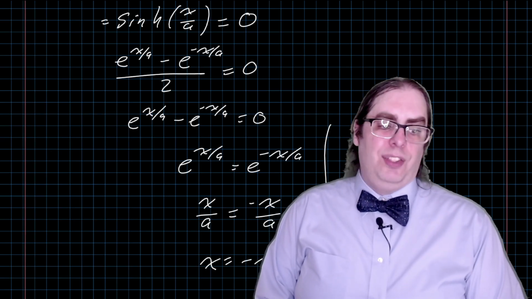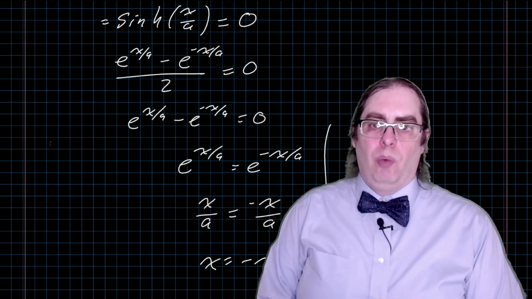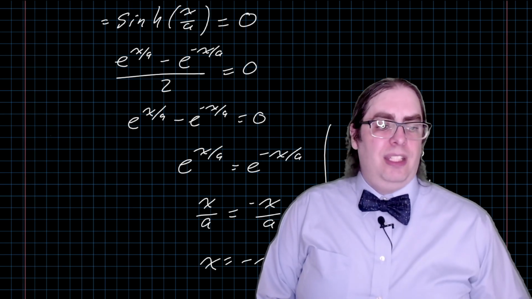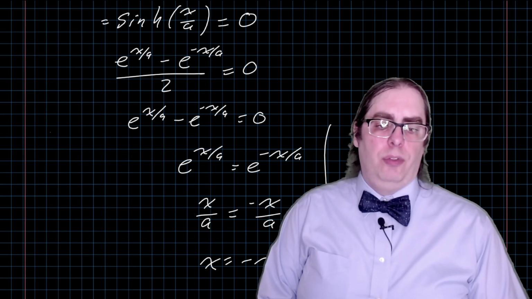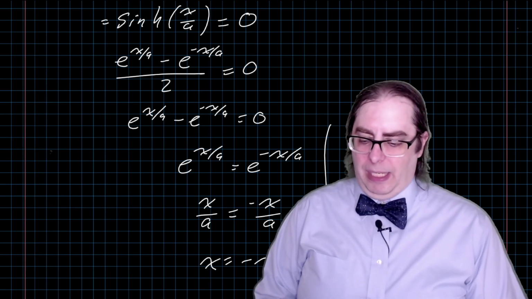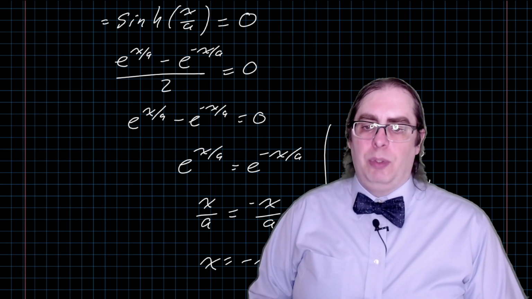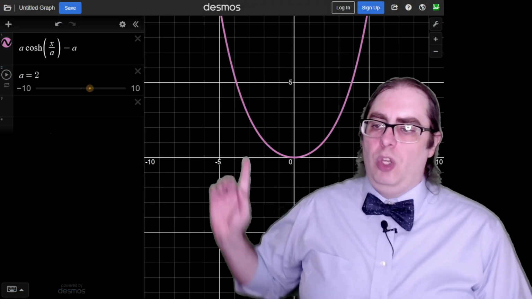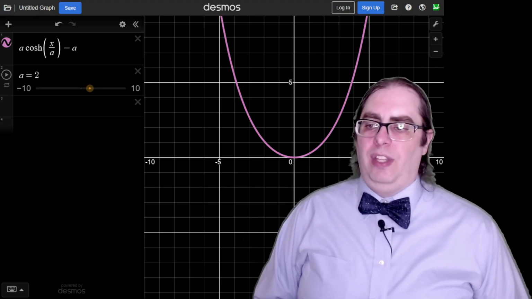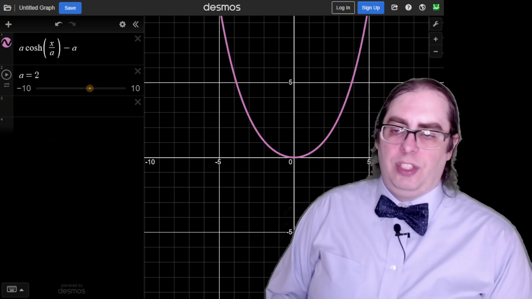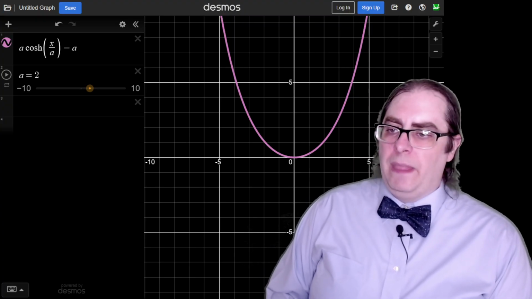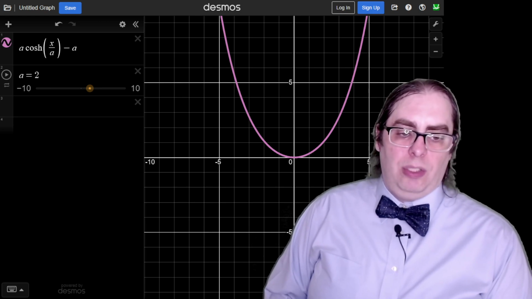And that's actually enough for us to wrap up here. I could continue playing around with how to graph this by hand, but instead I am going to jump into Desmos, where I have already programmed this in. So we have a times the cosh of x over a minus a.